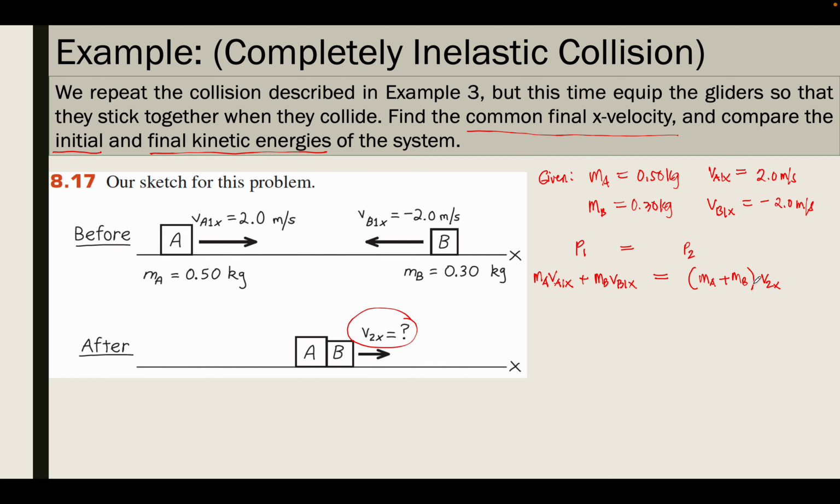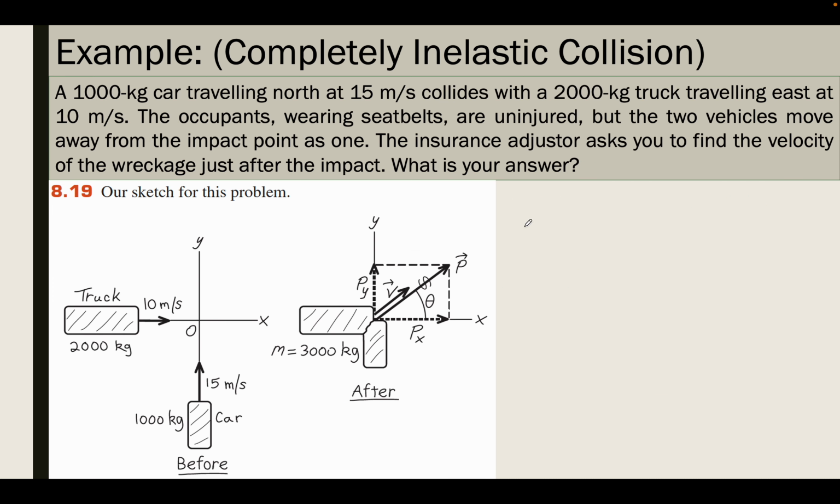Okay, so to solve for v2x, we need to divide both sides by mA plus mB, so that we can cancel it out on the right side of the equation. We are left with v2x equal to mA vA1x plus mB vB1x, divided by mA plus mB. Okay, so let's continue right here.